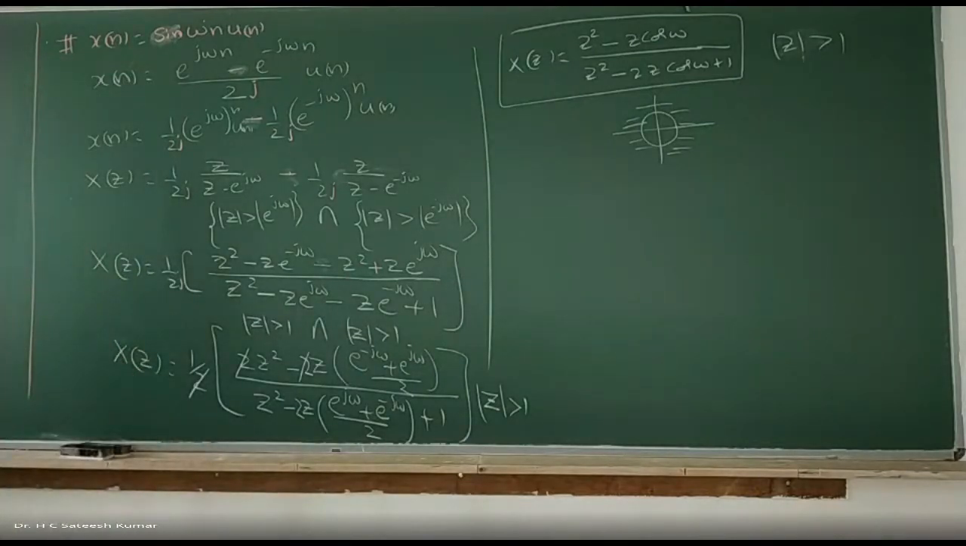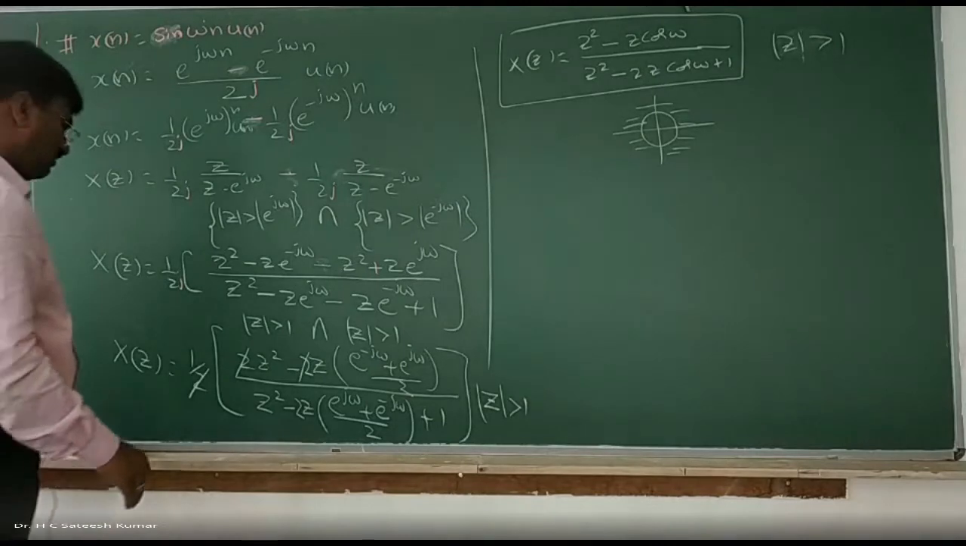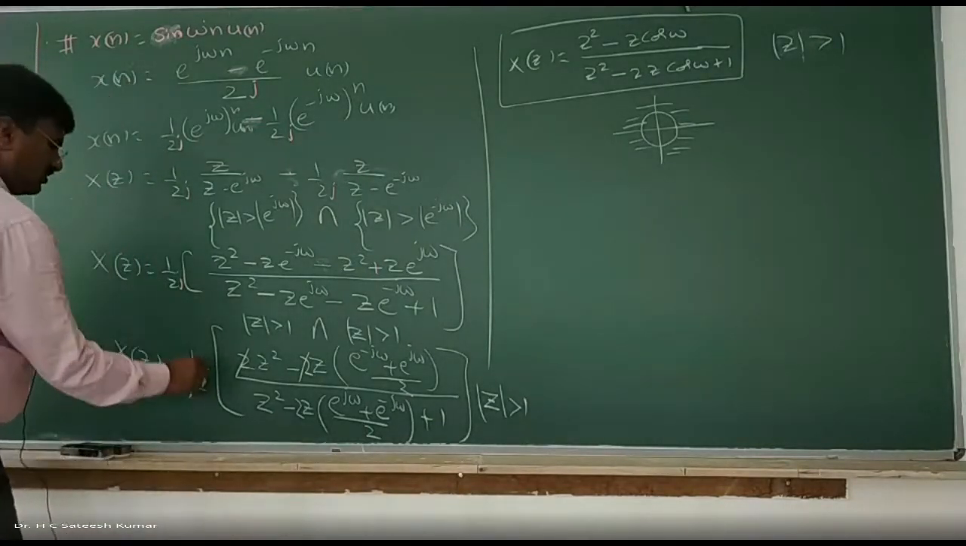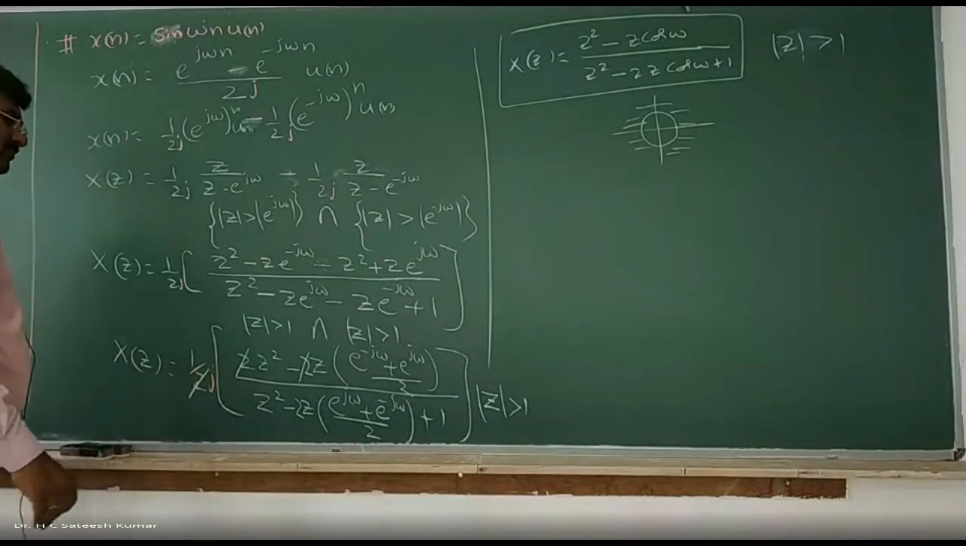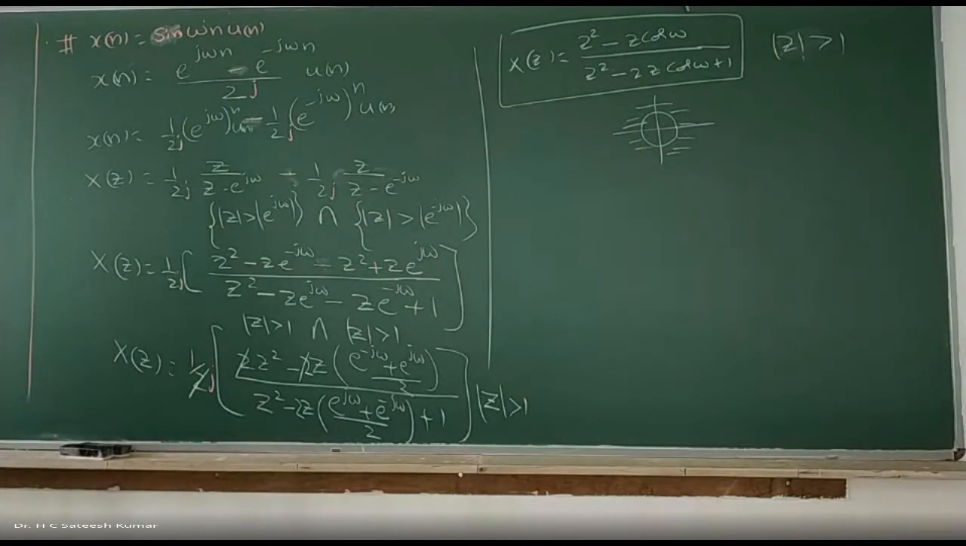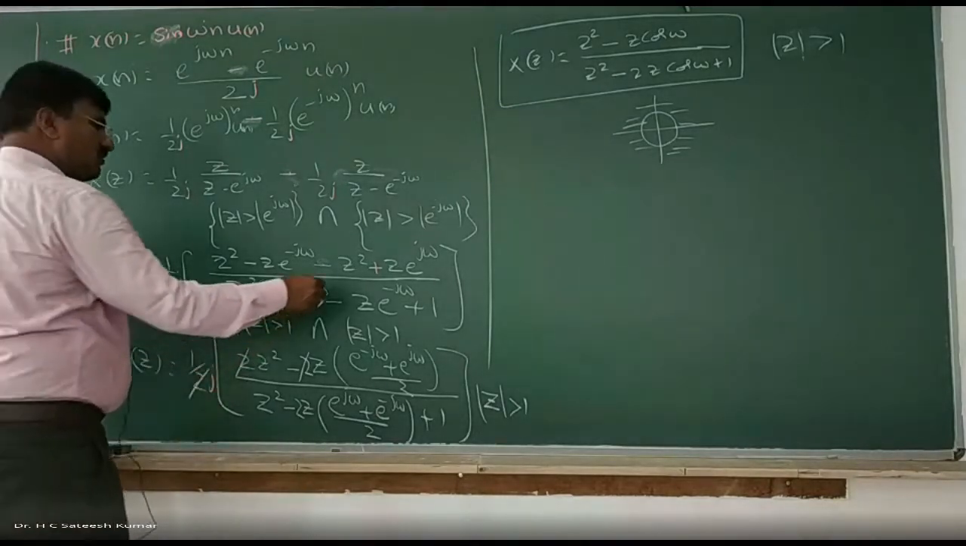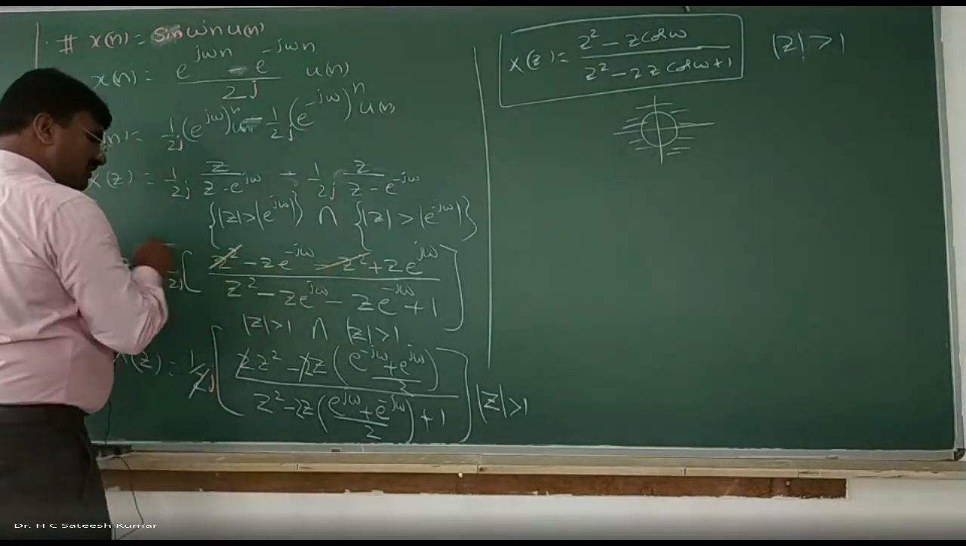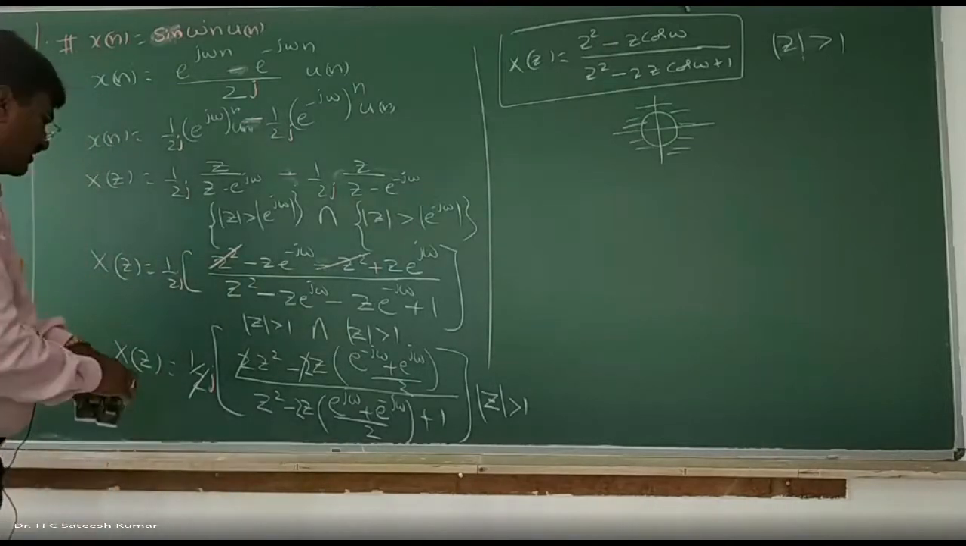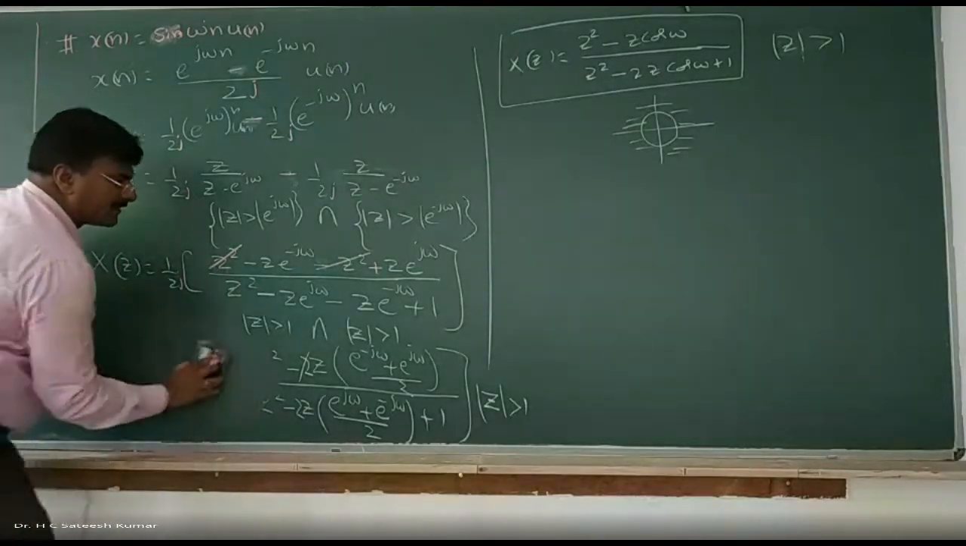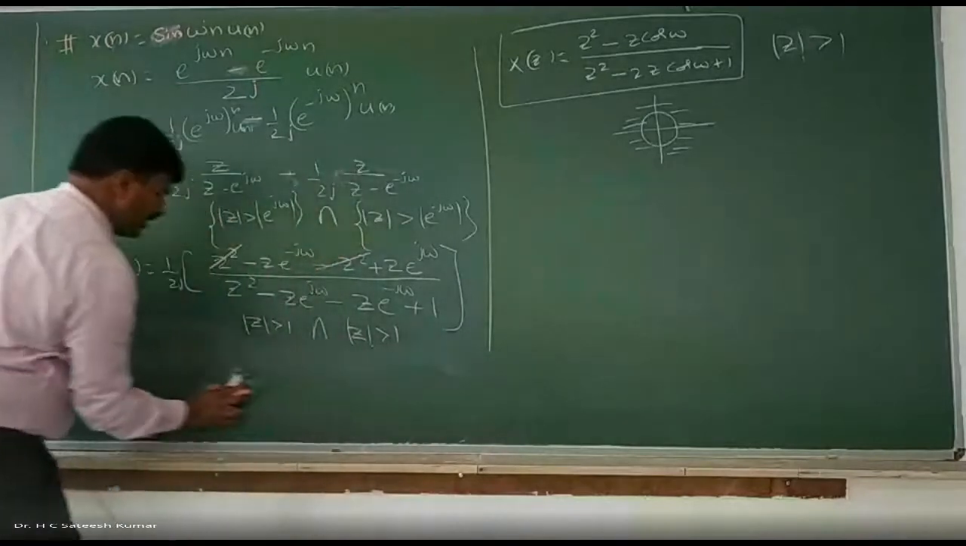And what is that we have? The denominator will remain the same, and this is 2j, this is 2j. Okay, right. So now what you should do? So z square minus z square plus z square gets cancelled. So minus z square plus z square gets cancelled. What will you get here? Here only you will get the modification.